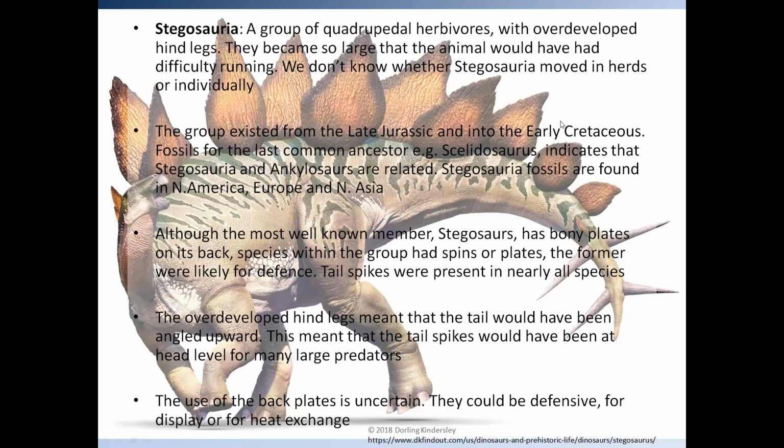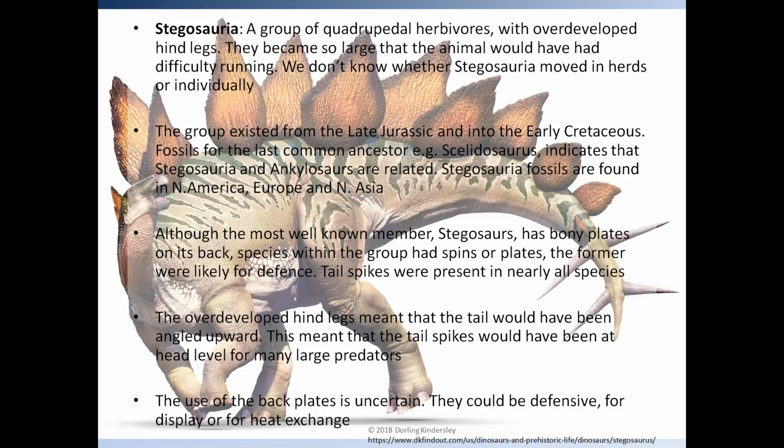The final one of the Ornithischian dinosaurs is the group Stegosauria. So Stegosauria are a group of quadrupedal herbivores, and they have very, very overdeveloped hind legs. And in fact, as the group develops, the hind legs become so large that the animal would have had difficulty running. Now, we don't know whether the stegosaurs of the group Stegosauria preferred to move in herds or whether they preferred to move individually. We're not sure on that particular point.